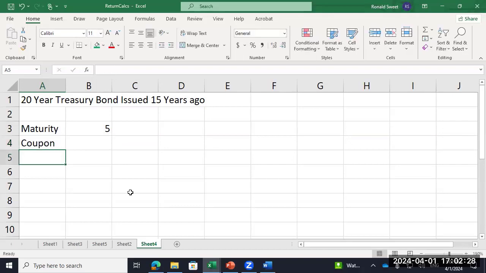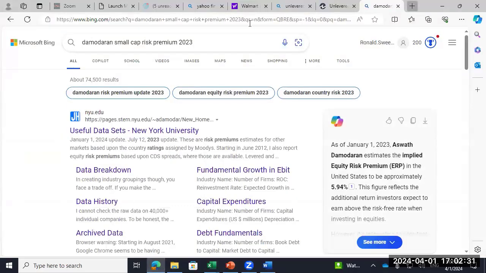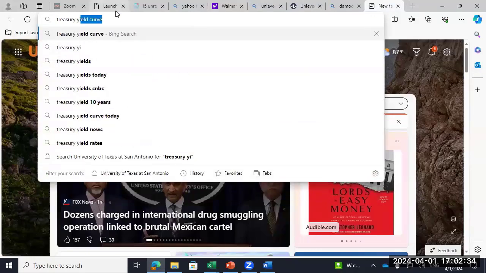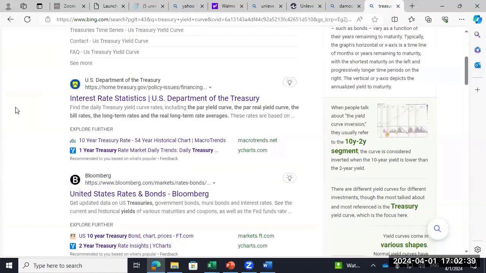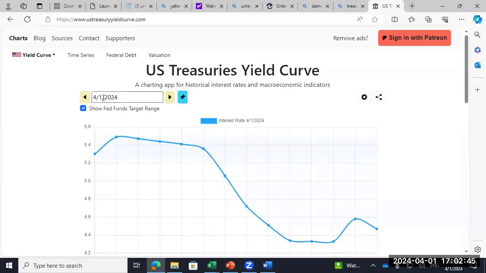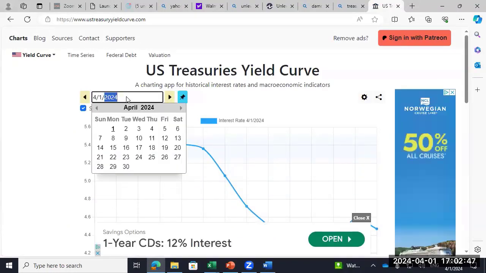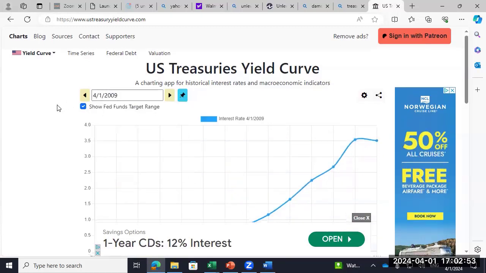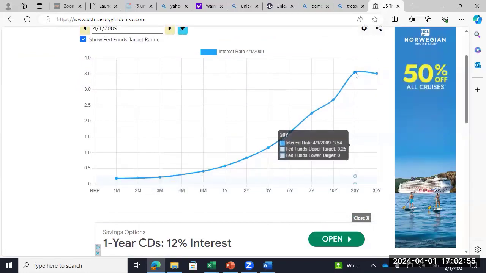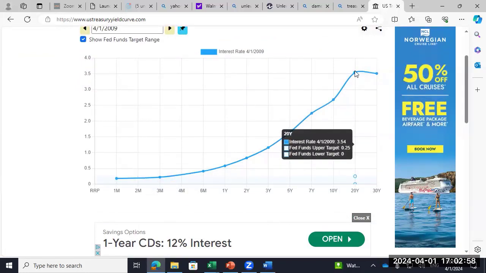Now, what is the coupon? Let's go find the coupon. So, Treasury yield curve. Hopefully it's this first one. We said 15 years ago. 15 years ago would be 2009. Not a really great year, but we're coming out of the recession there. So it was a 20-year bond, and the coupon was somewhere around 3.5%. And the Treasuries, when they issue at par, they're issuing whatever the current rate is. So 3.5% is our coupon.